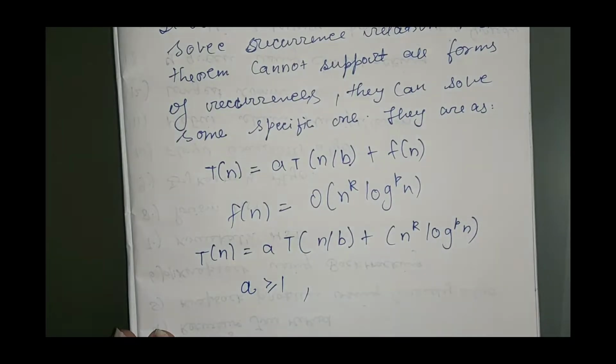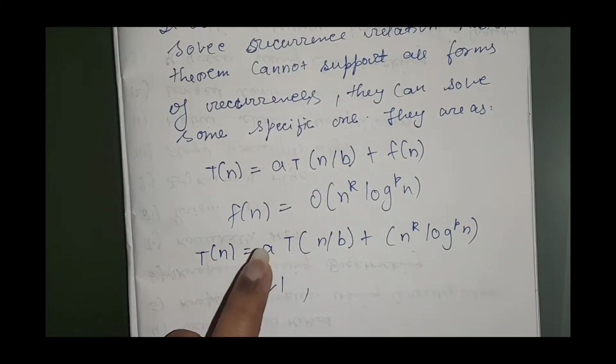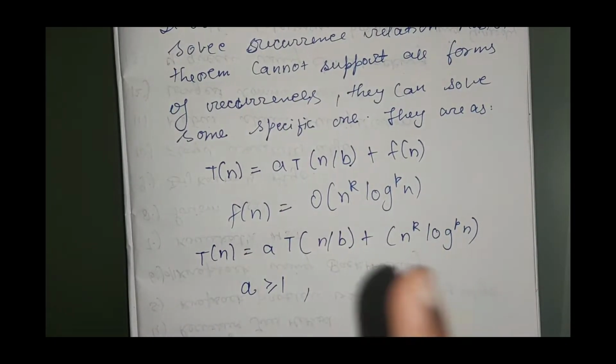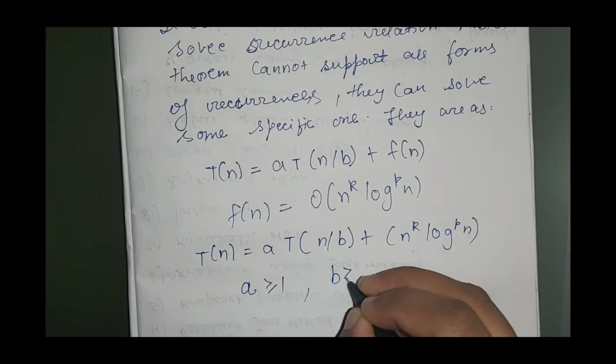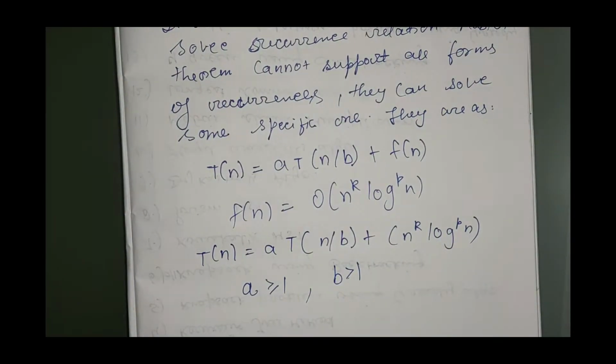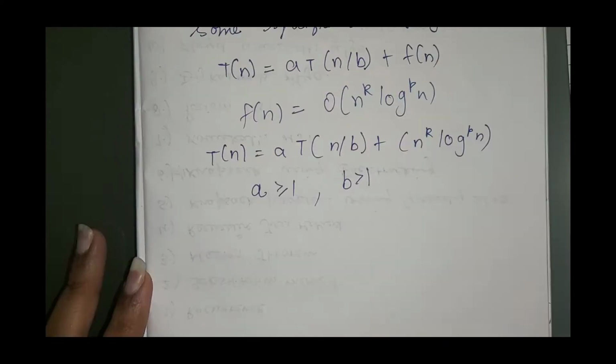greater than or equal to 1. a should be greater than or equal to 1. a can be 1 and also greater than 1, but not less than 1. And b has to be greater than 1 for sure. It cannot be 1, it has to be greater than 1.